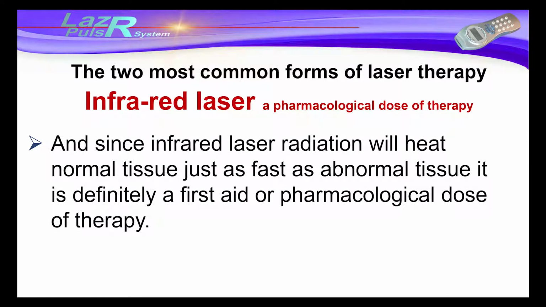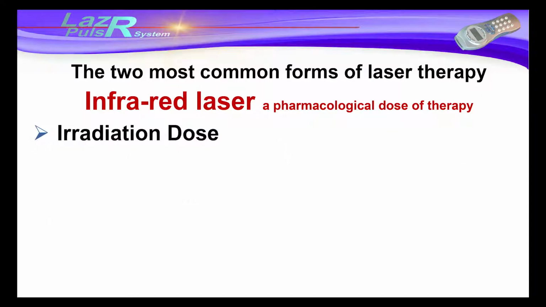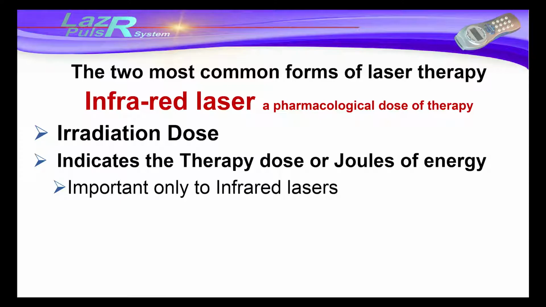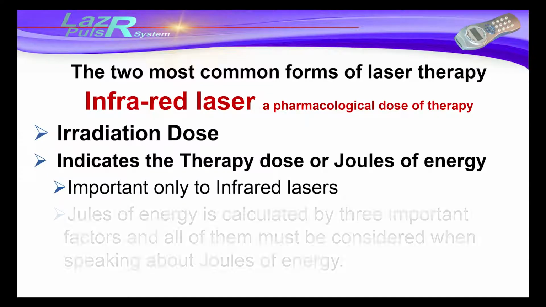And since infrared laser radiation will heat normal tissue just as fast as abnormal tissue, it is definitely a first aid or a pharmacological dose of therapy. When you calculate the therapeutic dose, also called the irradiation dose of infrared radiation for any treatment, it is measured in joules of energy, which is only important to infrared laser therapy.